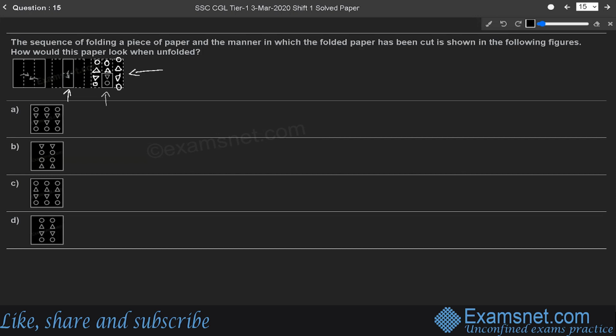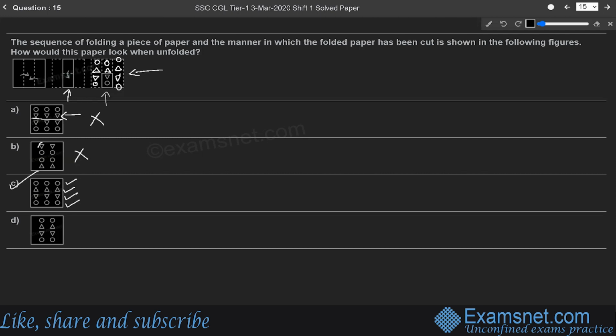So let us go through all the options. In the first option, you can see that the shape of the triangle in the second row is not correct, so this is not the correct option. In the second option, only two parts are given here, but there are three sections in the paper, so it is also not correct. In the third option, we can see that the first row is correct, the second row is correct, the third is also correct, and the fourth is also correct. So this will be the correct option.